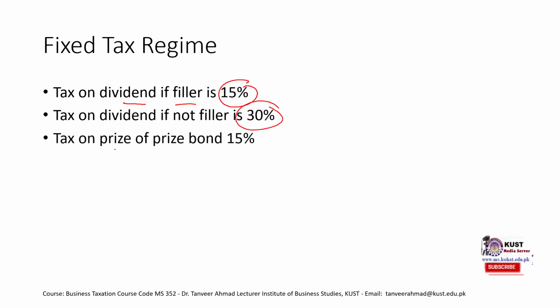Similarly, tax on prize bond is 15%. Not on the prize bond itself, but on whatever the prize that you get from the prize bond is 15%. There are other details regarding fixed tax regimes, but this is what we mostly use.